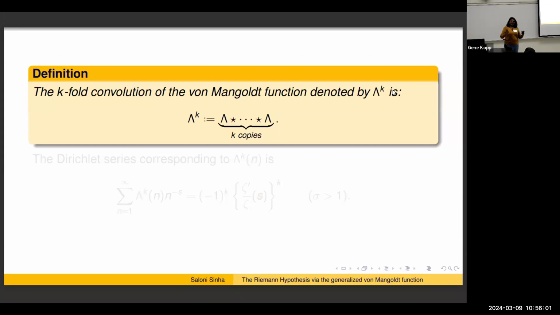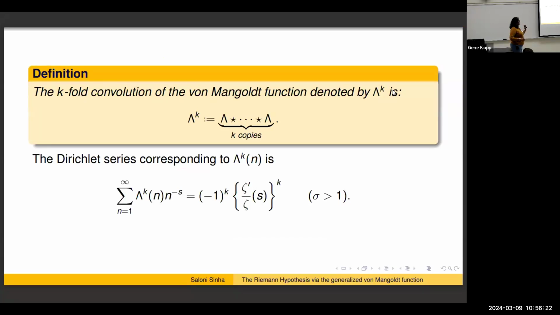Okay, so I'm going to take a little bit of a detour. I'm just going to introduce two new functions, which is what I work with in this result. The first one is the k-fold convolution, which is basically the Dirichlet convolution, the Dirichlet multiplication, whatever you want to call it, of k copies. The Dirichlet series corresponding to this is just whatever Dirichlet series you have for the von Mangoldt function raised to the power k.